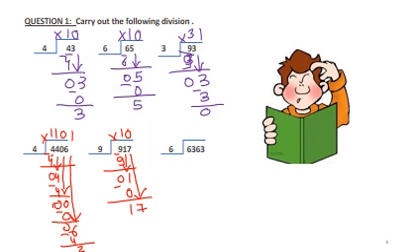Now we have 17. 17 divided by 9, it's 1. 1 times 9, it's 9. Don't forget that we do this mentally. So 17 minus 9, it's 8.